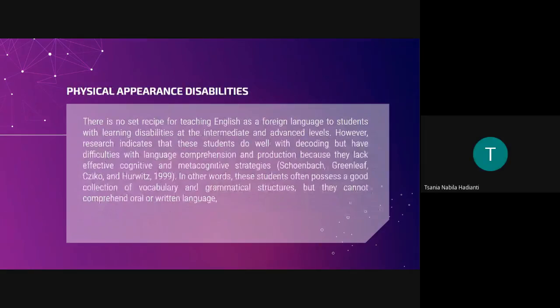Physical appearance disabilities. There is no set recipe for teaching English as a foreign language to students with learning disabilities at the intermediate and advanced level. However, research indicates that these students do well with decoding but have difficulties with language comprehension and production because they lack effective cognitive and metacognitive strategies, based on Shonta, Greenleaf, Zico, and Hurwitz 1999. In other words, these students often possess a good collection of vocabulary and grammatical structures, but they cannot comprehend oral or written language.